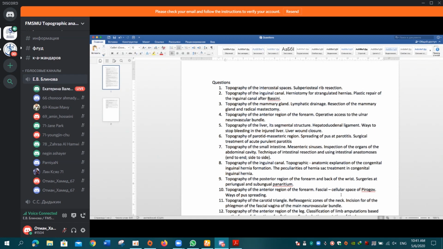If the tumor is not very big, you should use the septal resection.